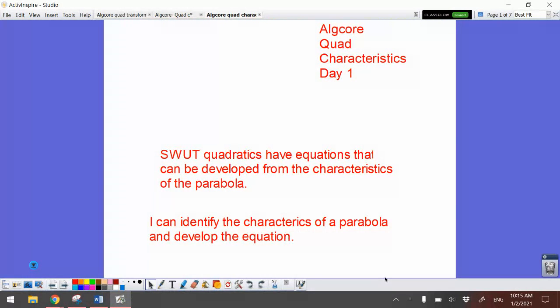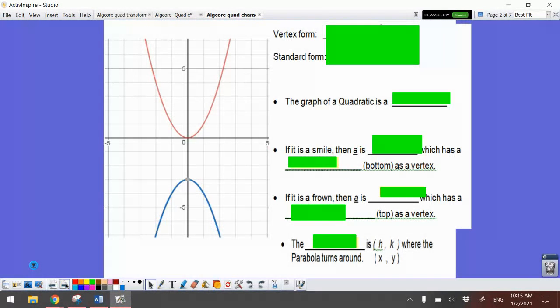So we're going to use that vertex form to pull back into developing the equation, understanding how they come up with the numbers and what each of them actually mean when we're looking at the true quadratic. Okay? So with that, let's go ahead and get started.